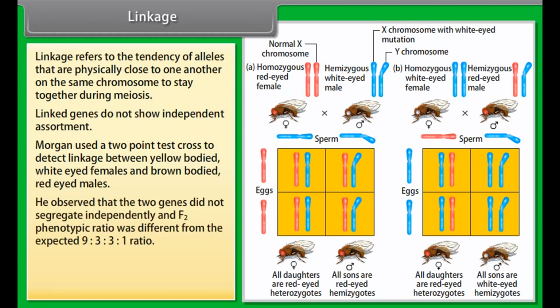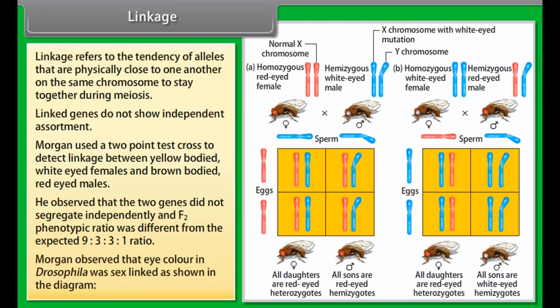He observed that the two genes did not segregate independently and the F2 phenotypic ratio was different from the expected 9:3:3:1 ratio. Morgan observed that eye color in Drosophila was sex-linked, as shown in the diagram.